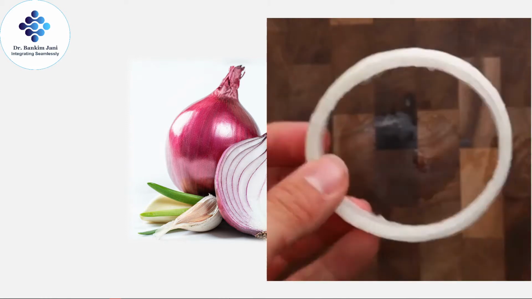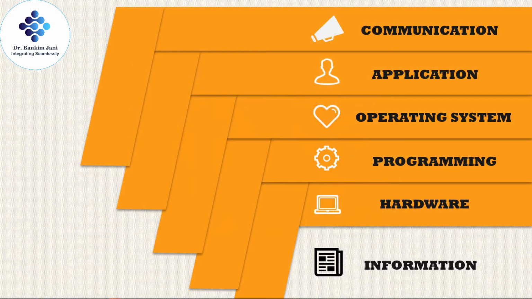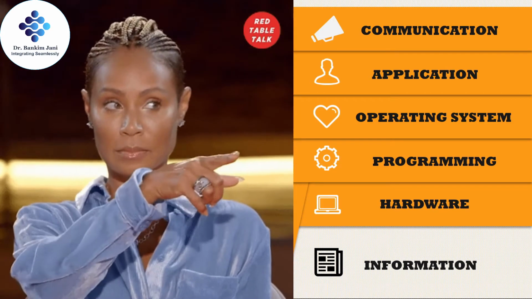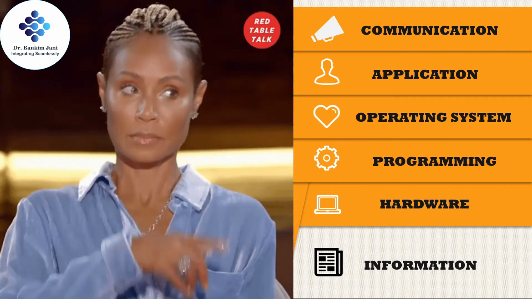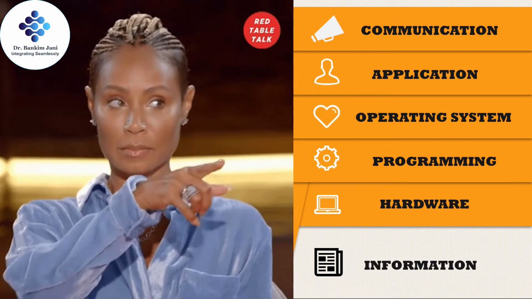Now a computing system is like an onion which is made up of multiple layers, but every layer has a specific role in the overall functionality of the system. As we see, it's the information at its core. Then comes the hardware, after that there is programming, operating system, applications and communications.